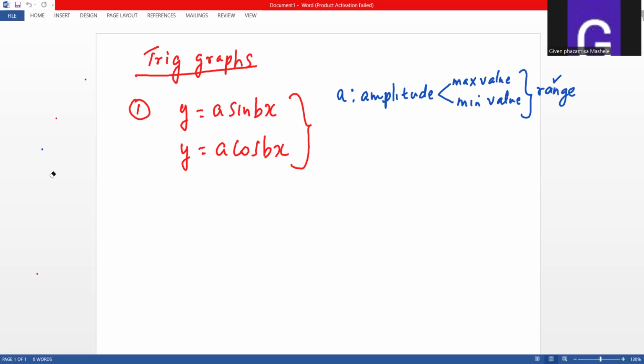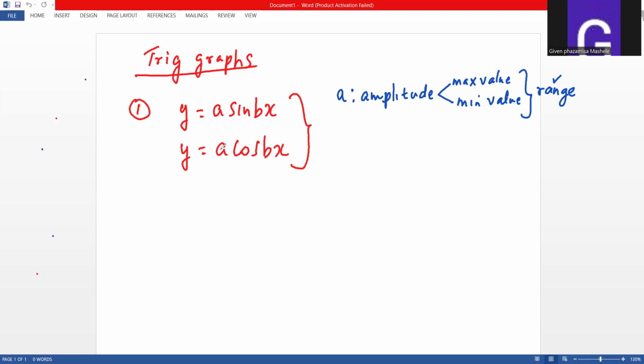The set of x values where the function exists is called the domain. So this amplitude, which is the coefficient of sine and also the coefficient of cos, is there to determine the range, the maximum value, and the minimum value of a function.